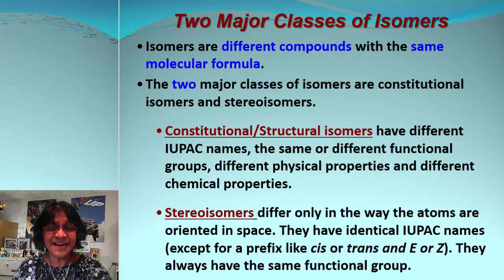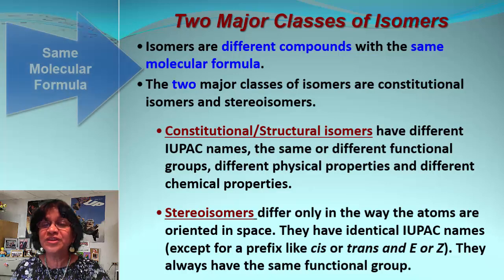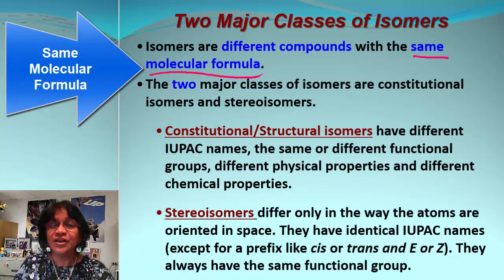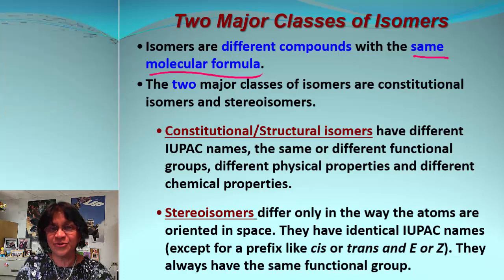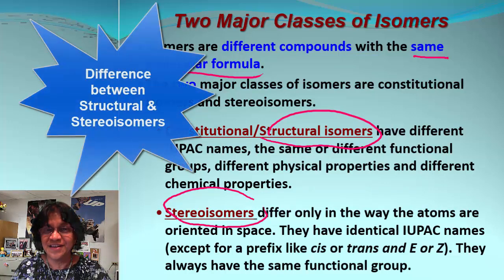So before that, let's find out what isomers are. Isomers are different compounds. They are not the same compound, they are different compounds with the same molecular formula. Now, the two major classes, as we saw in the table, are these two. One is called structural isomers and the other one is called stereoisomers.